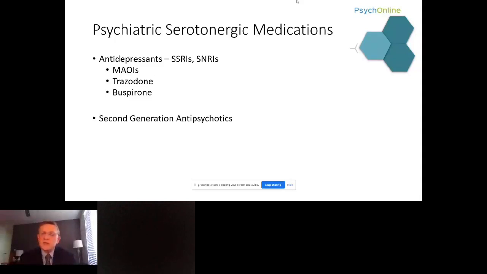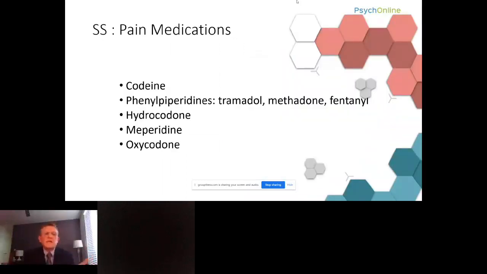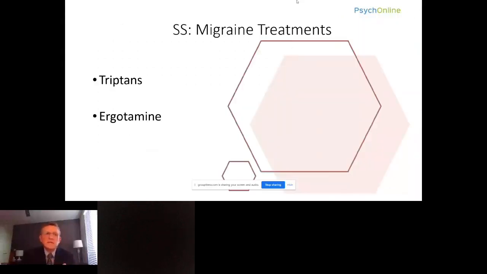Second-generation antipsychotics, particularly at lower doses, stimulate serotonin. Even methamphetamine and even some weight loss medications. And then there are plenty of non-psychiatric serotonergic medications to worry about. Cough and cold treatments, many of them over the counter, chlorpheniramine, cyclobenzaprine, dextromethorphan causes all kinds of problems, including this one, and codeine. And then here we are at pain medications, codeine again, tramadol, methadone, fentanyl, hydrocodone, meperidine, oxycodone. Hopefully these are being reduced in prescription, but they're still out there.